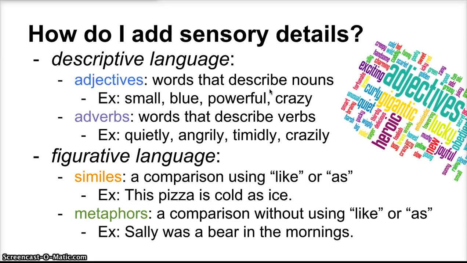Well, there's two main ways that we can do this as writers. The first is through descriptive language. Descriptive language is language that describes what's going on. Now we use adjectives and adverbs in our language to add more description. Adjectives are words that describe nouns. So anytime we are describing a place or a person or an idea, we use adjectives. Small, blue, powerful, crazy. These are some examples.